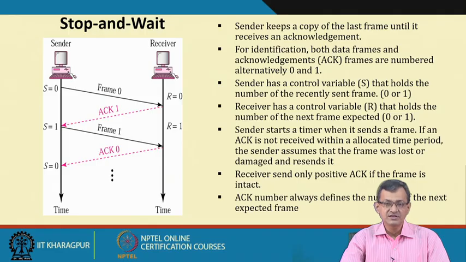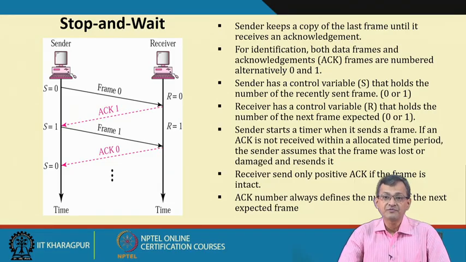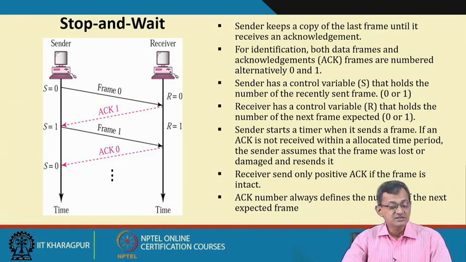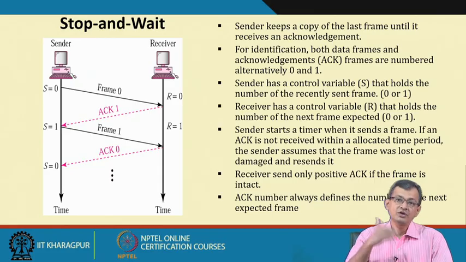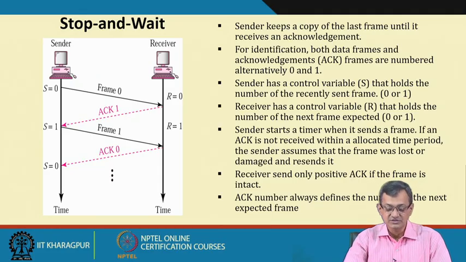So, frame 0 is sent, and the acknowledgement is sent back as 1. On receiving it, the sender asks for frame 1, which is sent, the acknowledgement is sent as 0, and so on and so forth. So, alternately it is 0 1 0 1 and it will go on.